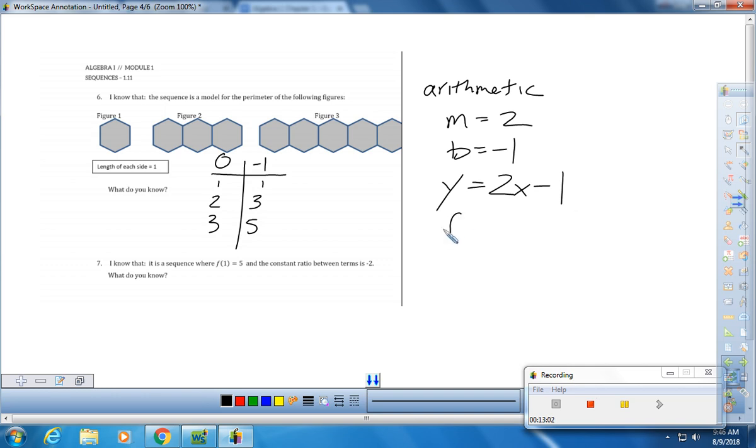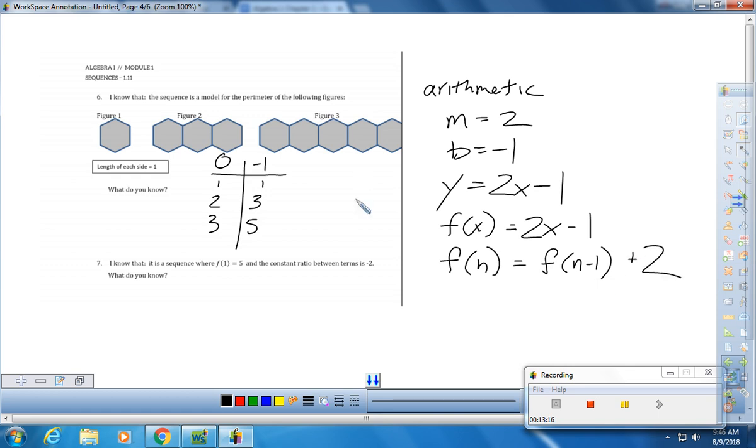Or f of x is 2x minus 1. F of n is f of n minus 1. What happened? What do we do every time? We add 2 to the previous one.